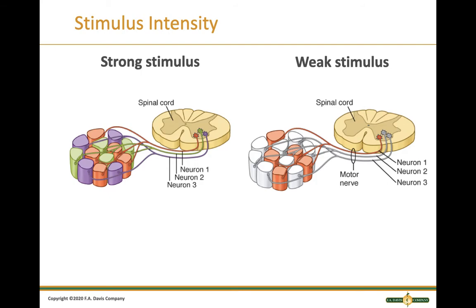The other way is by changing the intensity. So we can see on the left, a strong stimulus is going to activate all three of these motor units, the red one, the green one, and the purple one. Whereas on the right, a weaker stimulus just activates the red motor unit. So a stronger stimulus can activate more motor units and generate more force. A weaker stimulus will activate fewer motor units and generate less force.